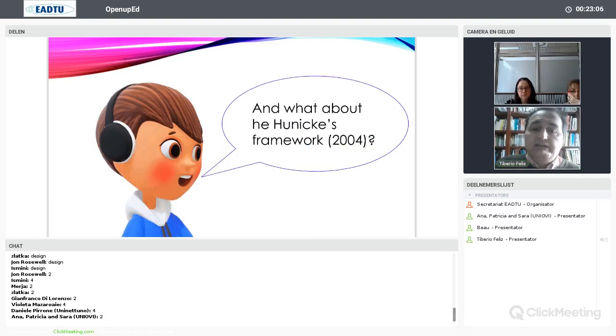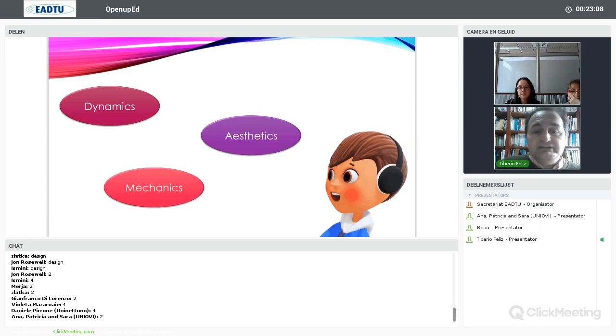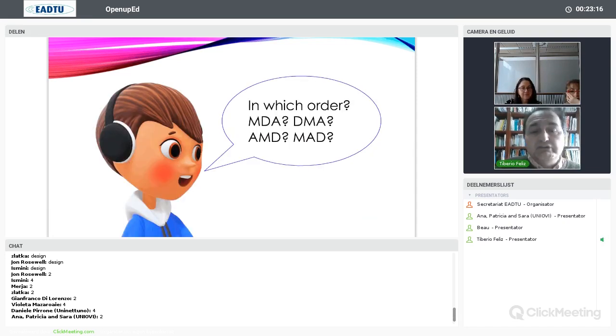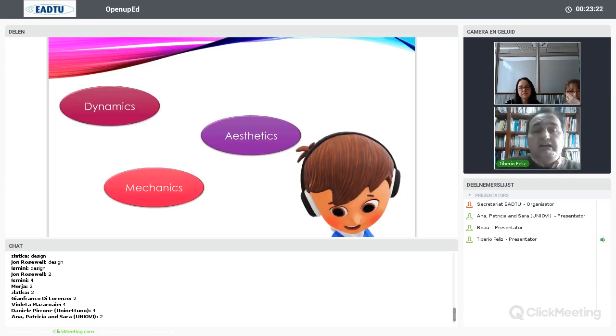That's right. And Unix also, well, it's a good helper. Unix is connecting dynamics, aesthetics, and mechanics, okay? We are also asking, in which order? This is the problem. In which order are we connecting dynamics and mechanics, okay? So we are asking our participants to write only the three letters, okay?